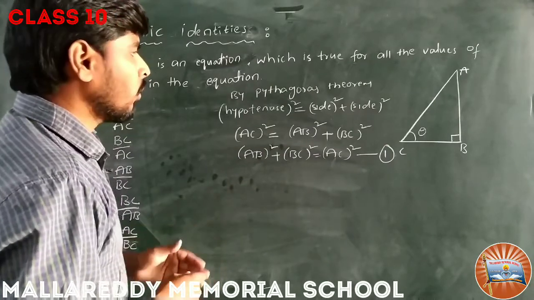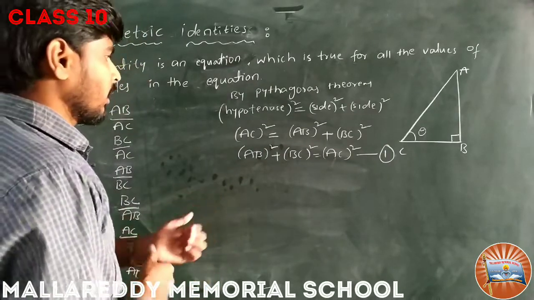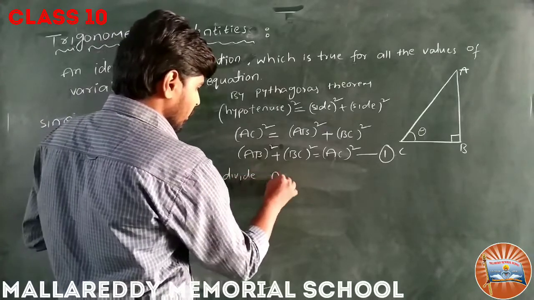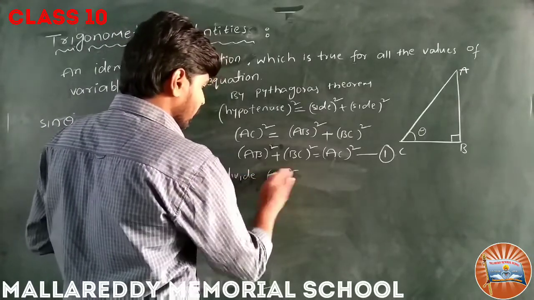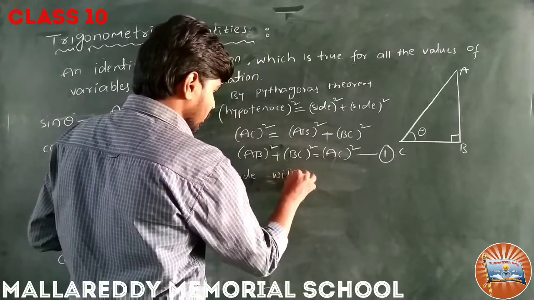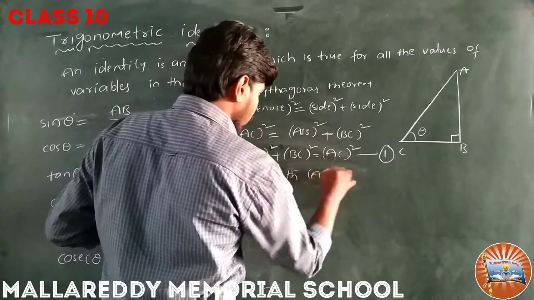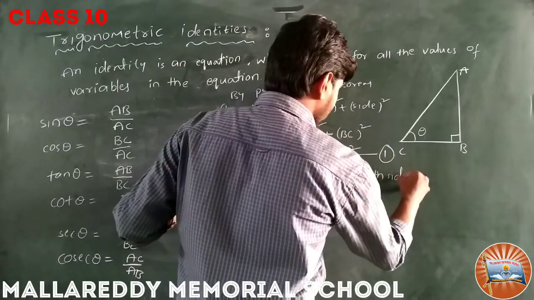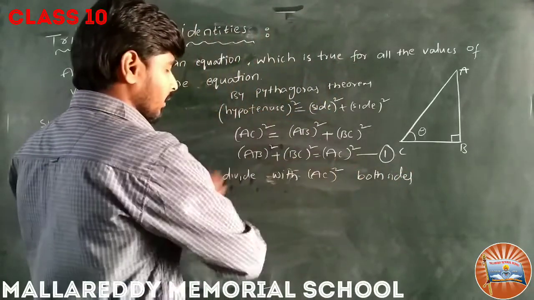So now what I am doing here is dividing by AC whole square on both sides. Both sides means here and here.